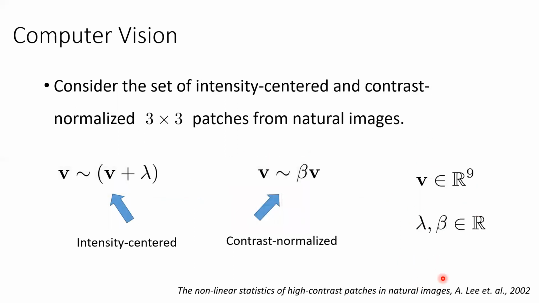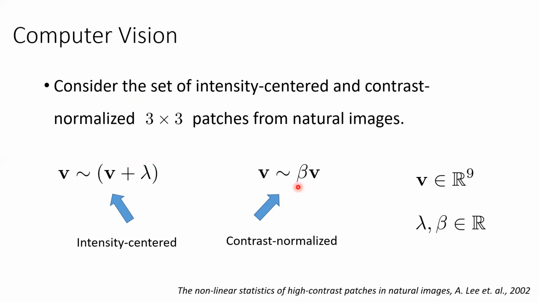What Lee, Pedersen, and Mumford did in 2002 was to consider the following data set. They look at all those 3 by 3 patches from the van Hateren image data set. They consider only the ones that are high contrast. They intensity center them, and they contrast normalize them. Intensity centering means that they consider two patches as being equivalent if they differ by an additive constant. In other words, they are subtracting the mean. That's another way to think about it.